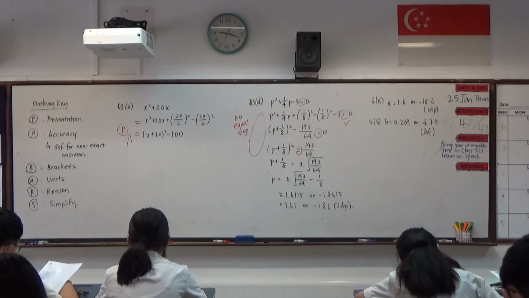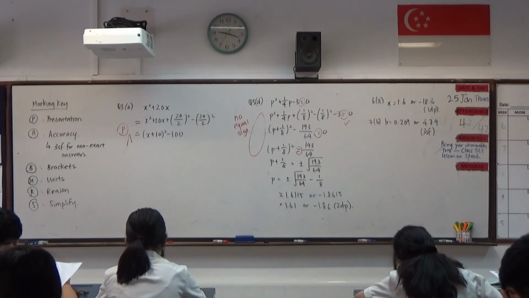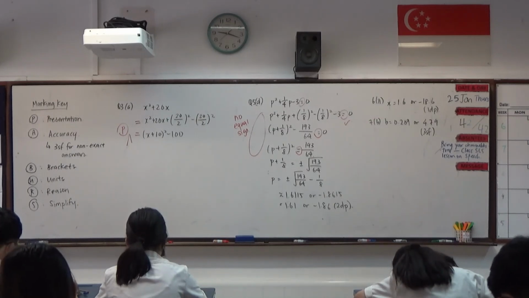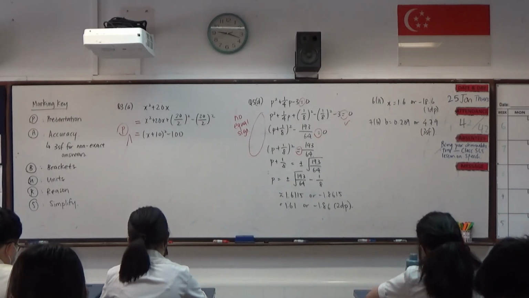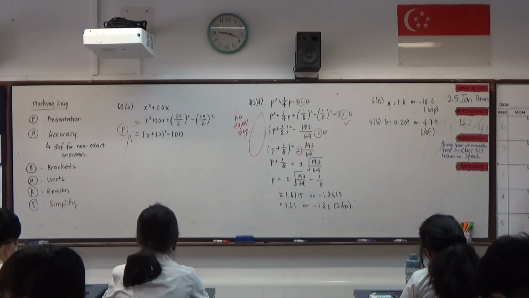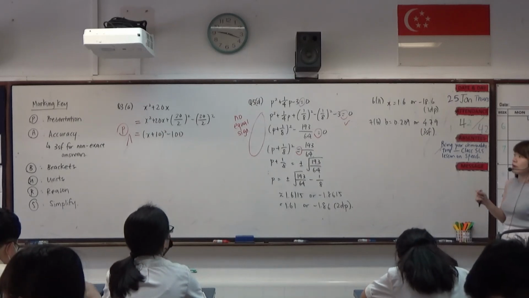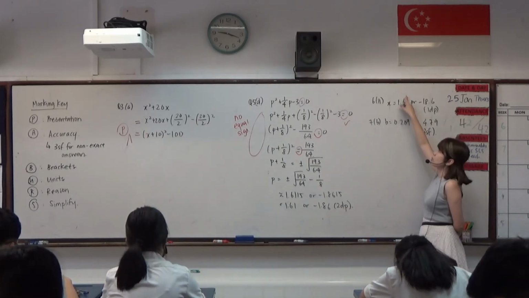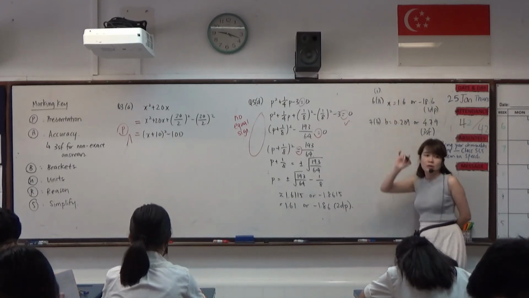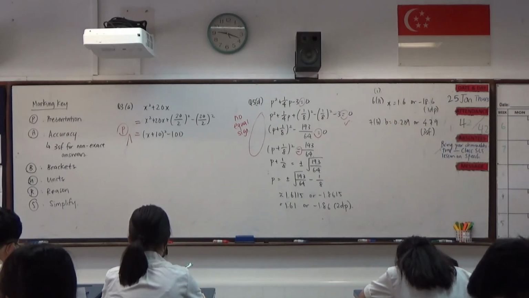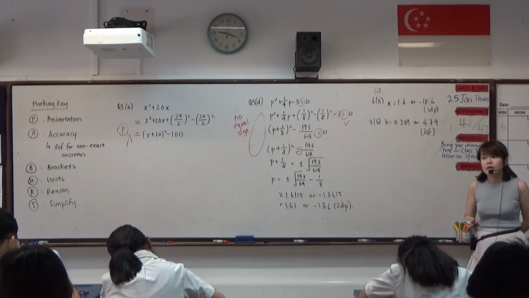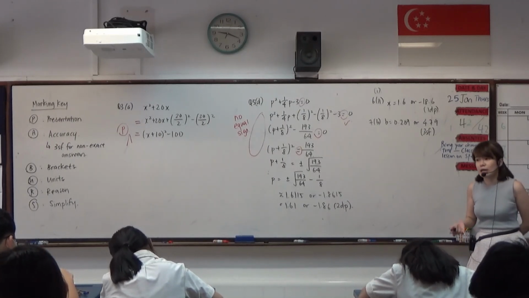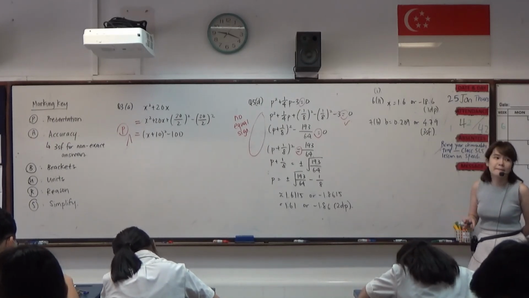Then in question 6, part 2, in your textbook, the question says hence solve the equation. So you must use the completed square form that you did in part 1. Even in the exam, that is how we usually word the question as well. If you did not use the completed square form, you do not get the mark at all, even if your final answer is the correct one. So I want to emphasize that.